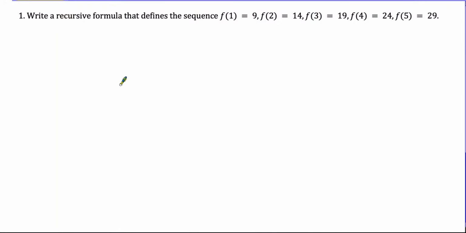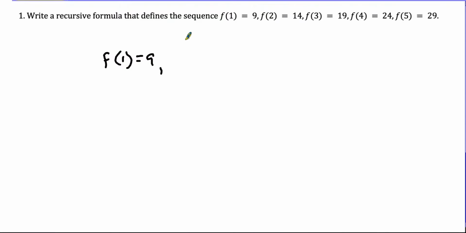All right, on number one, to write a recursive formula, we need three parts. Remember, we need to give the starting term. In this case, we are told the first term equals 9, so this is the first part of my recursive definition. So I'm just going to start f of 1 equals 9.